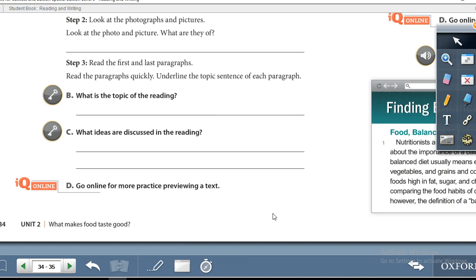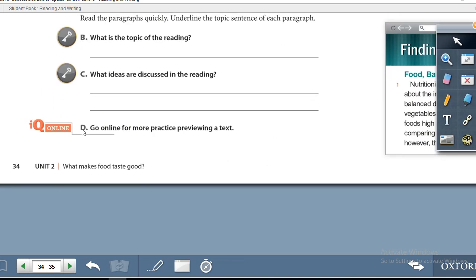Right, let us move on. The last one, exercise D, go online for more practice previewing a text. So once again, if you have a Q Skills account, you can go online for more practice previewing a text. This will help you to understand better how to preview a text, right? And it will give you practice.